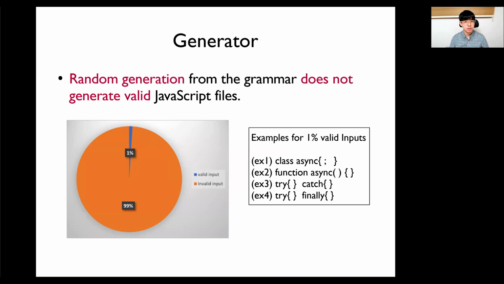As you can see on the left pie chart, the random generation method from that grammar succeeded in generating only 1% valid JavaScript files. And as you can see on the right, even this 1% of valid inputs is mainly made of very simple JavaScript files that are syntactically valid but not helpful for discovering hidden bugs. In other words, smart generation from a given grammar is an essential process.